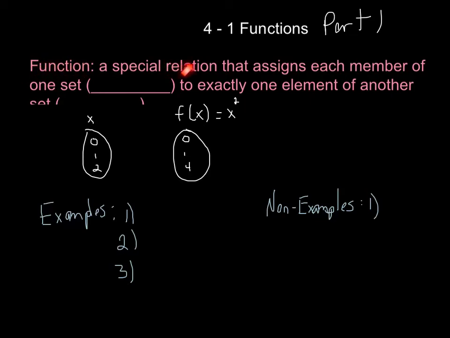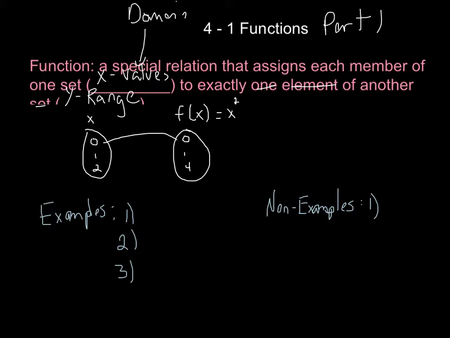A function is a special relation that assigns each member of one set, and that set is usually, we call it the x values. You could also call it the domain. It assigns one member of the domain to exactly one element of another set, and those are usually the y values, and all the time we call that the range. So for instance, you've been doing this since Algebra 1. Don't let that definition confuse you.